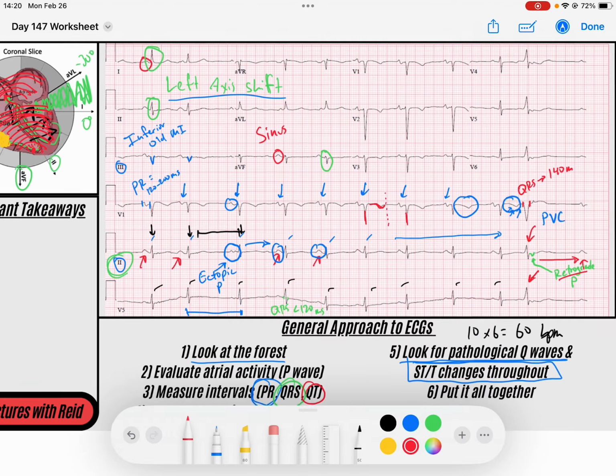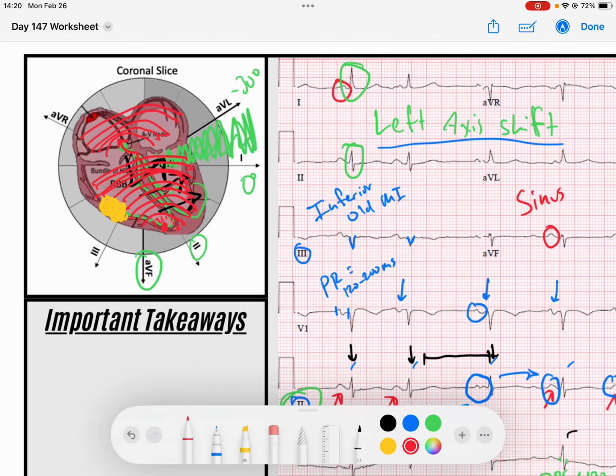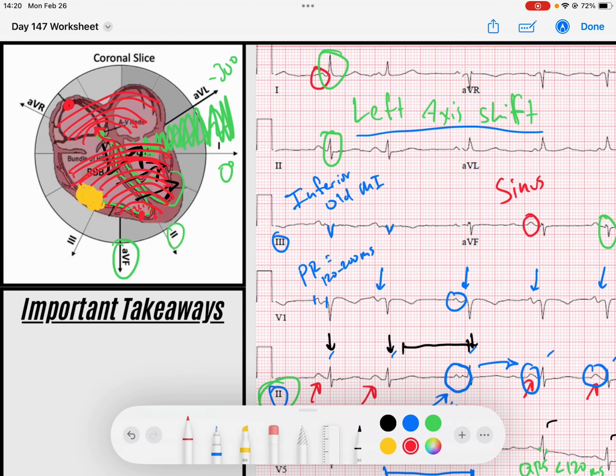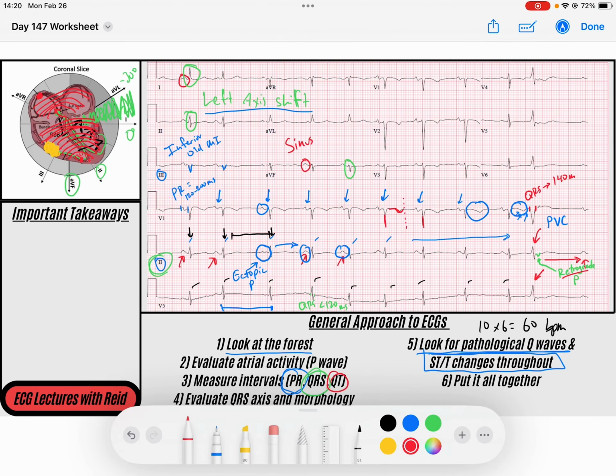And so because of that, that retrograde P wave will depolarize through the atria. It'll stun the SA node for a split second. You'll get a little bit of a pause, and then you see the sinus node begin again. So that's why we get a little bit of a pause. It's kind of like we would call that maybe a compensatory pause. Okay.